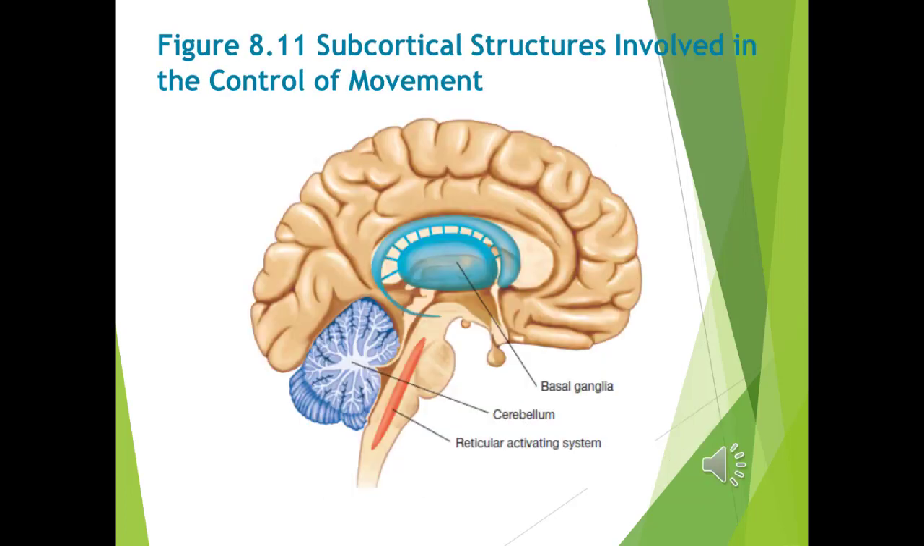Several subcortical structures are also importantly involved in the control of movement. This illustration shows a lateral view of the brain, wherein you can see the basal ganglia shown as part of the midbrain, also the cerebellum shown in the hindbrain, and the reticular activating system shown in the brainstem. The reticular formation is involved in regulating muscle tone, controlling posture and locomotion. It also exerts control over some specific behaviors that we might talk about later on in this course.